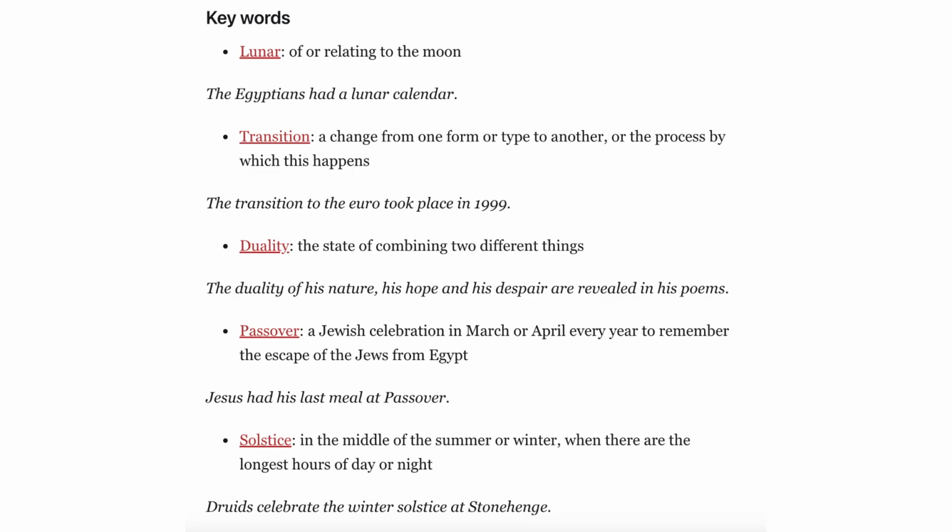Passover, a Jewish celebration in March or April every year to remember the escape of the Jews from Egypt. Jesus had his last meal at Passover. Solstice, in the middle of the summer or winter, when there are the longest hours of day or night. Druids celebrate the winter solstice at Stonehenge.